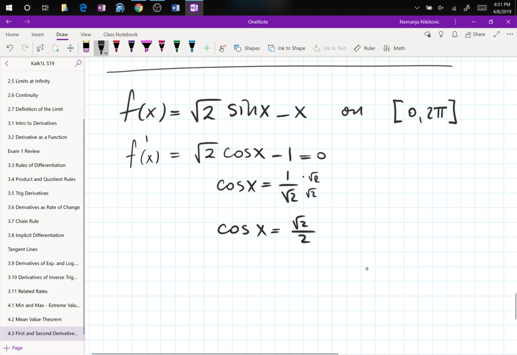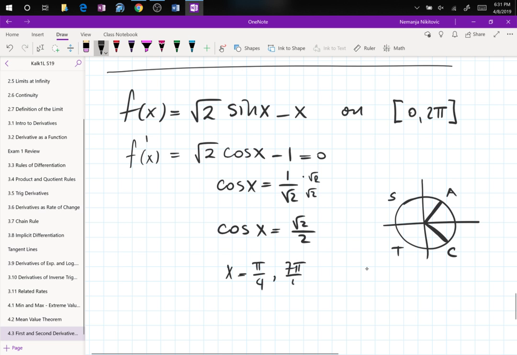Now, that happens at pi over 4. Now, we need a unit circle. All students take calculus. I don't know if you did it that way. 45 degrees is here for the positive cosine. So we have that x is equal to pi over 4. And another positive cosine is in the fourth quadrant, which would be 7 pi over 4. So these are the two values for our partition.